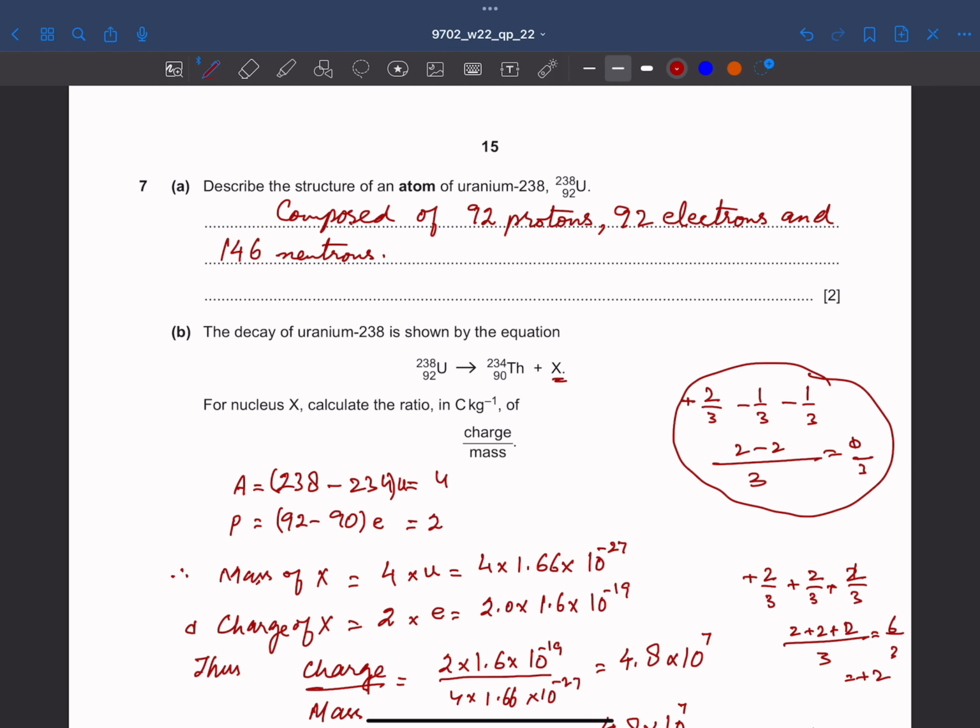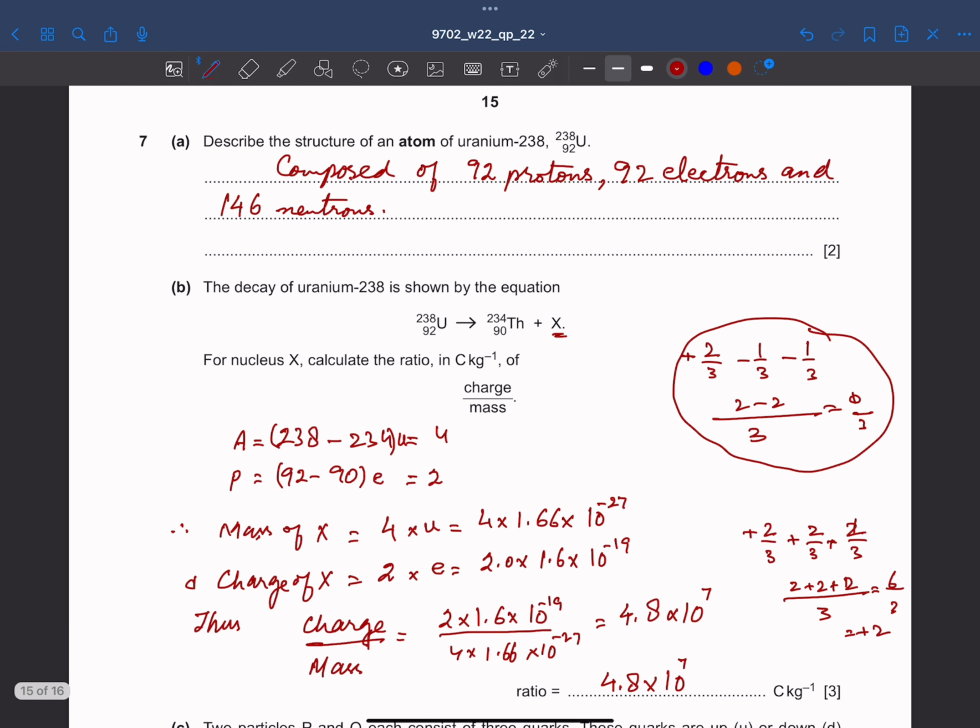Last but not least, here you have the question number 7. What they are saying: describe the structure of an atom of uranium 238. So remember this thing, that whenever you have a nucleus like uranium, suppose you have, this is the A atomic mass, and over here you have say Z, which is nothing but proton number, and you know that proton number and the electron number is always equal.